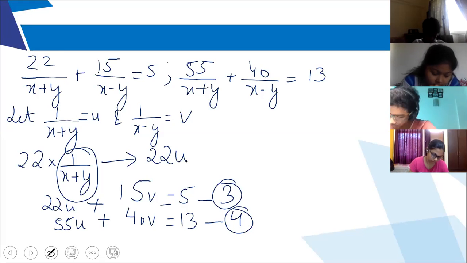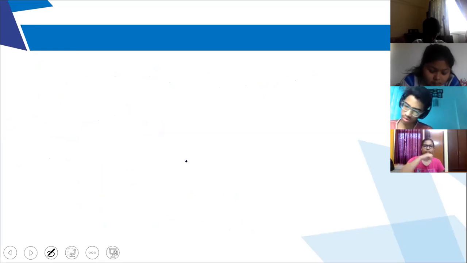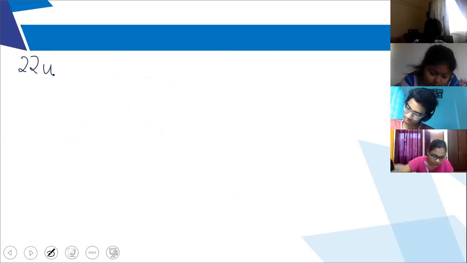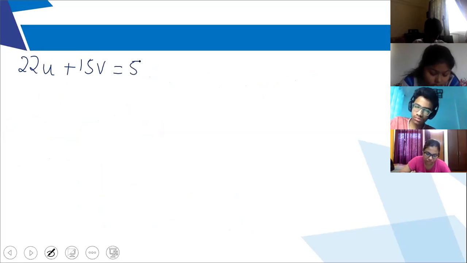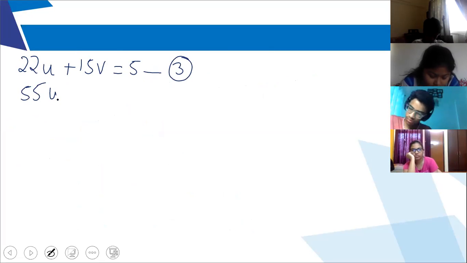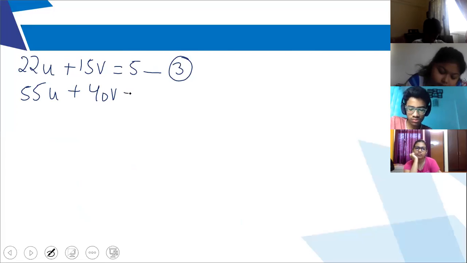Now, do I move ahead? Okay. So my equation is 22u plus 15v is equal to 5. This was my equation 3. And equation 4 is 55u plus 40v is equal to 13.